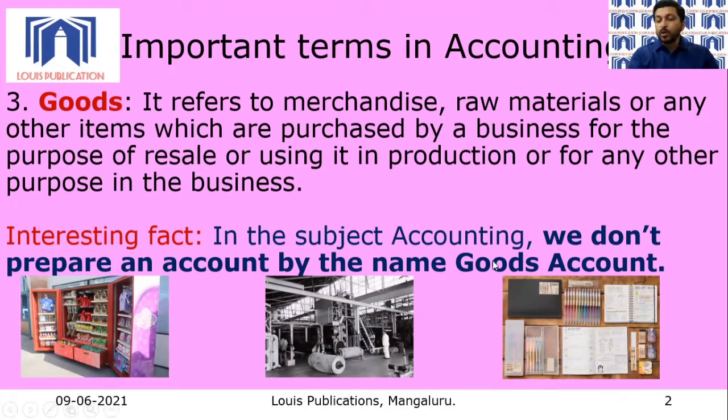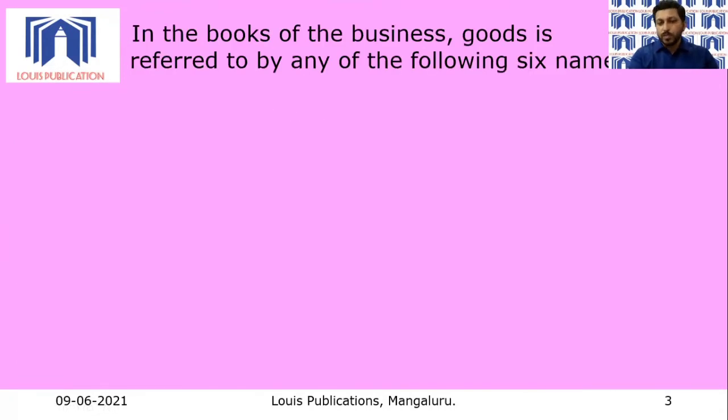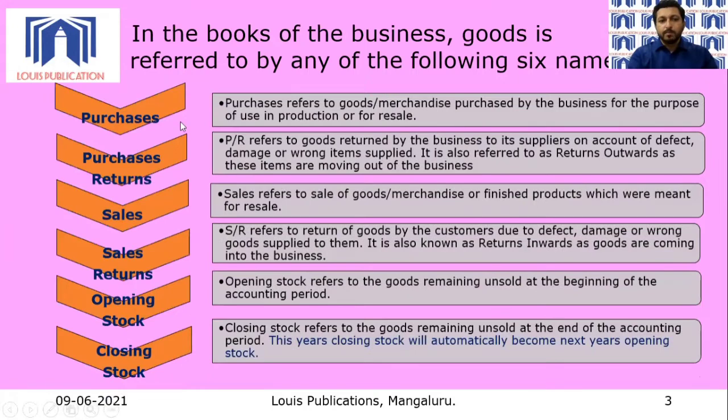There is no account called goods account at all in our subject, but goods are known by six names. Which are those six names through which we can understand the concept of goods? These are the six names: purchases, purchases returns, sales of goods, sales returns of goods, opening stock of goods, and closing stock of goods. These are the six names by which goods are shown in the books of our business. Now, what do you mean by purchases?